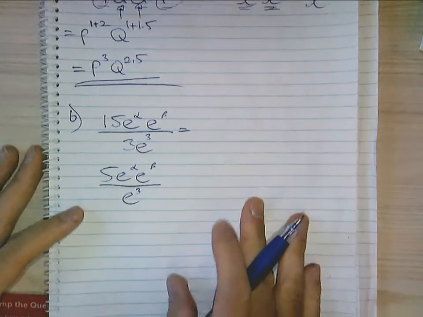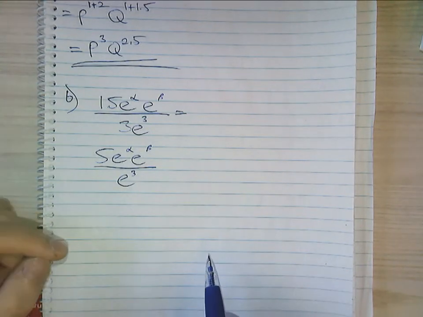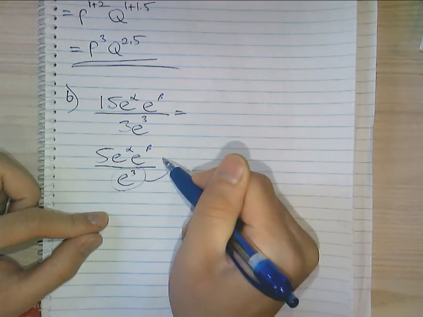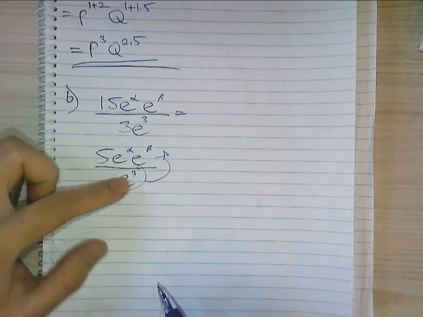Okay, so where do we go from here? This next move is actually a very common problem, or common sort of transposition. Basically, we're going to be moving this e to the power 3 upstairs. So how do we move something at the bottom upstairs?